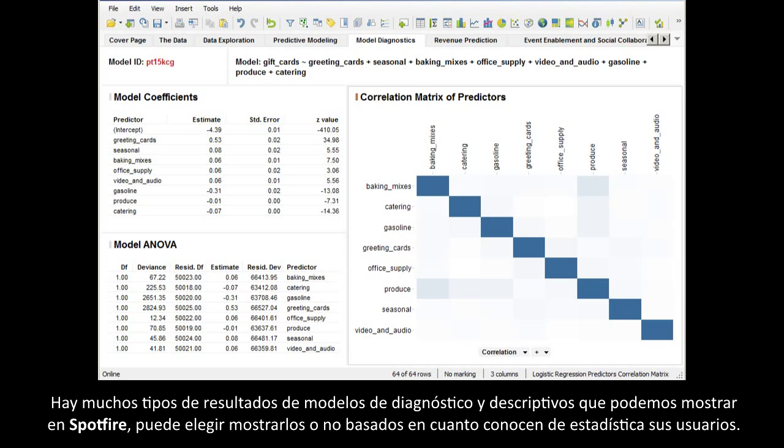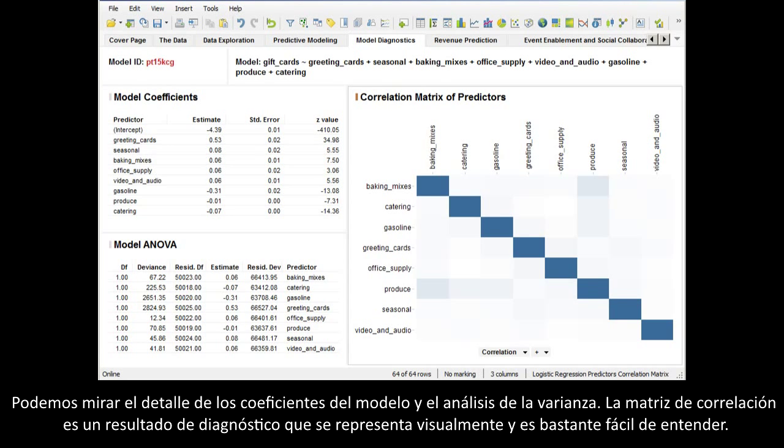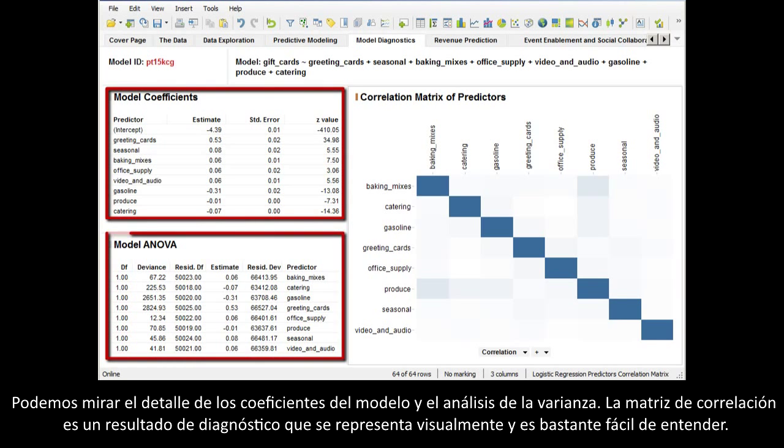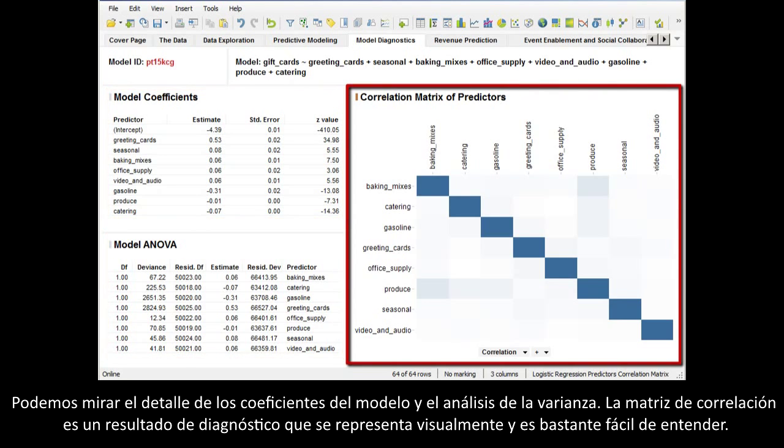There are many kinds of descriptive and diagnostic model outputs we can show in Spotfire. You may choose to display them or not based on how statistically savvy your users are. We can look at details of the model coefficients and the analysis of variance or deviance. The correlation matrix is one diagnostic output that's represented visually, and it's fairly easy to understand.